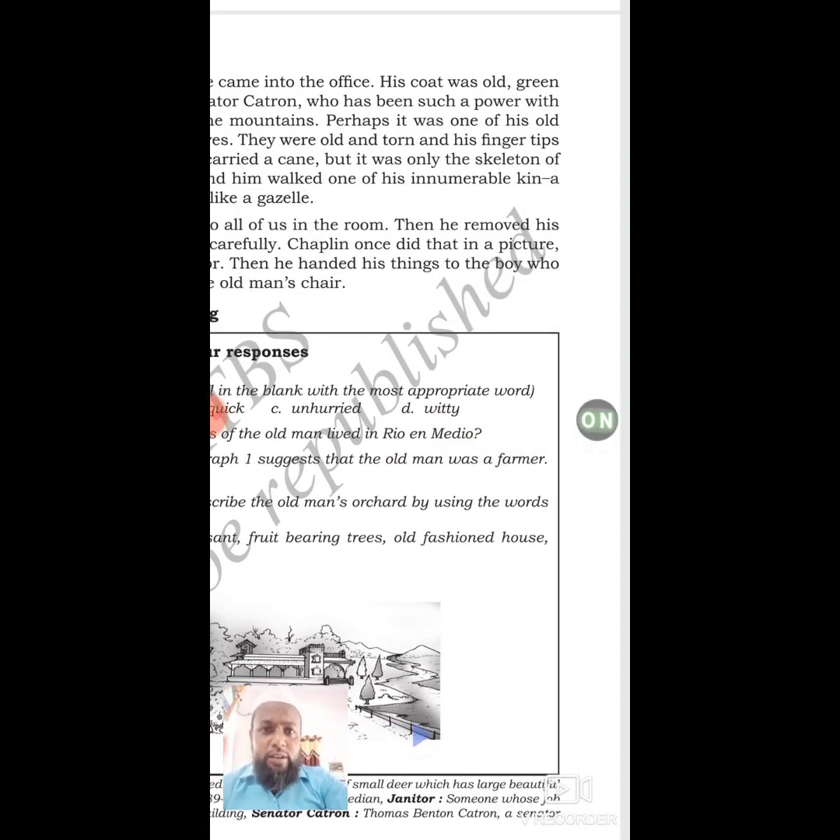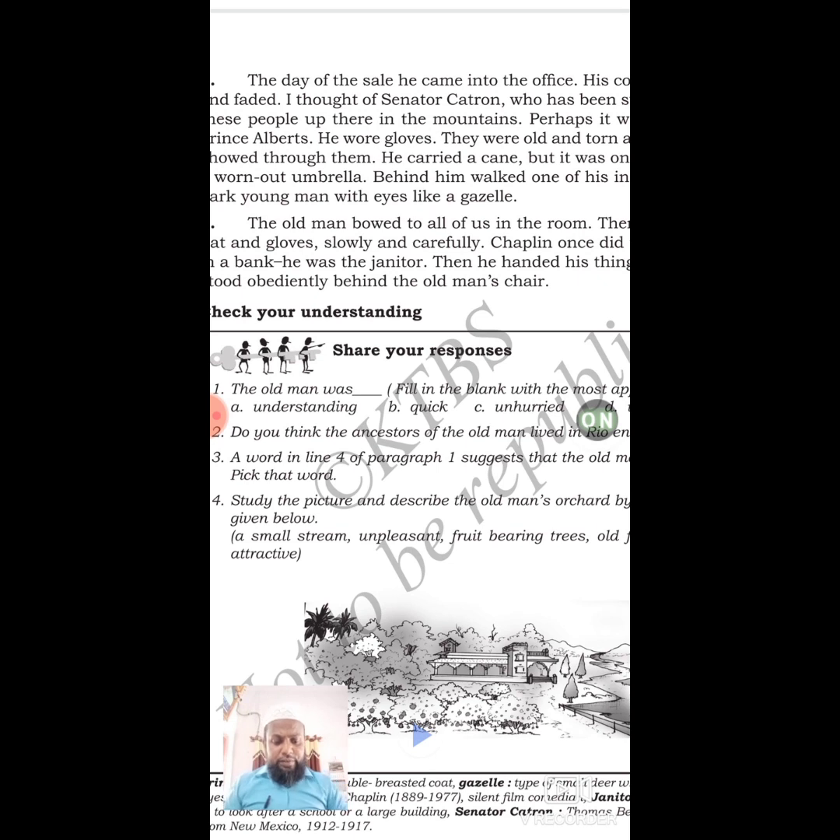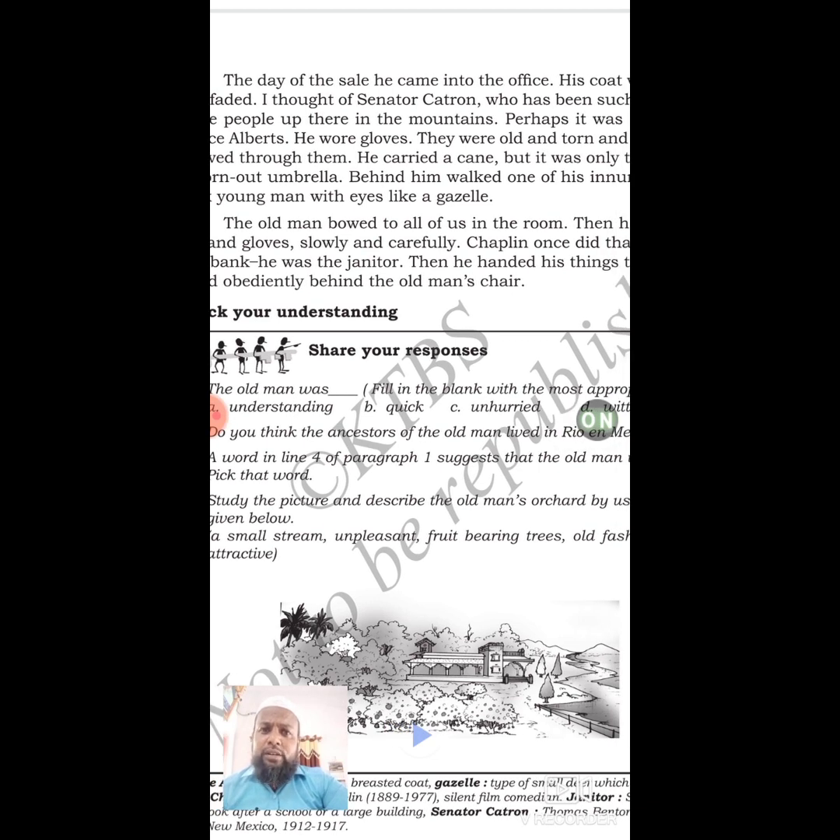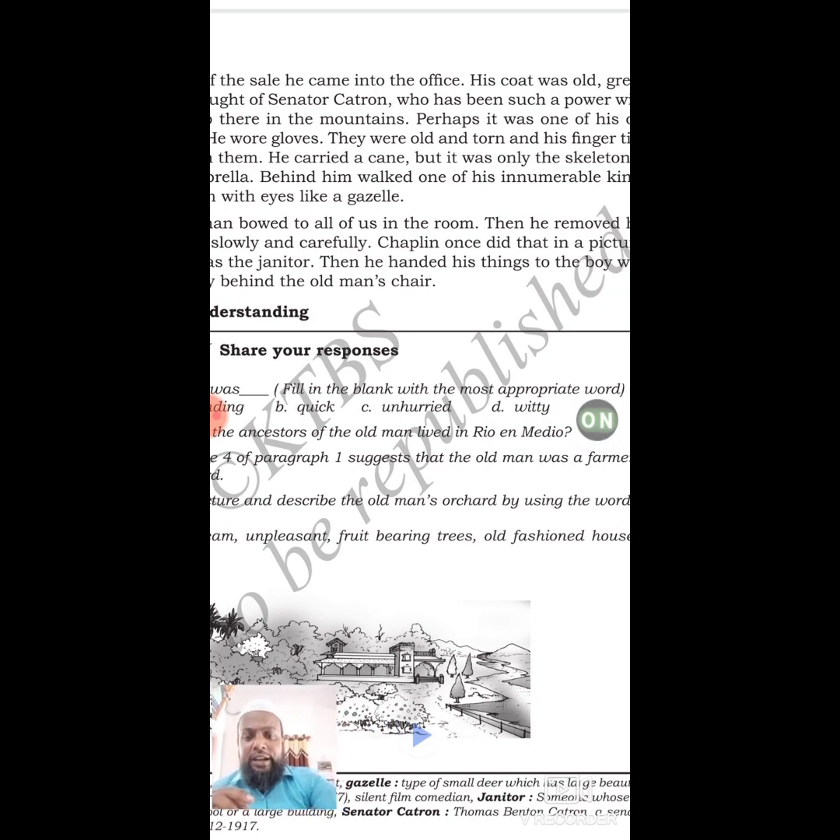See what are those. His coat was old, green and faded. It was an old coat, a loose one, which is not strengthened. We can call it faded. Senator Catron, the member of parliament, how they used to wear the coat in America, that type of coat he is wearing. Who? Don Anselmo. It is the physical look of Don Anselmo which we are reading here.